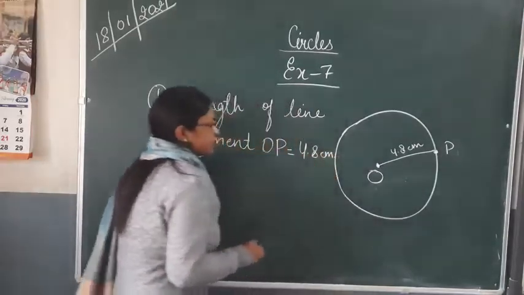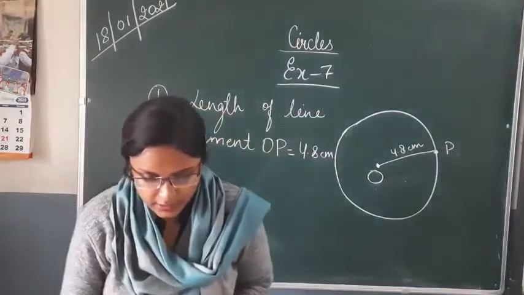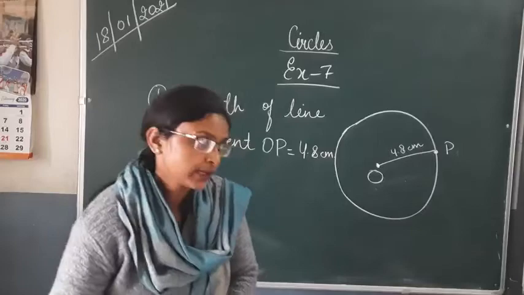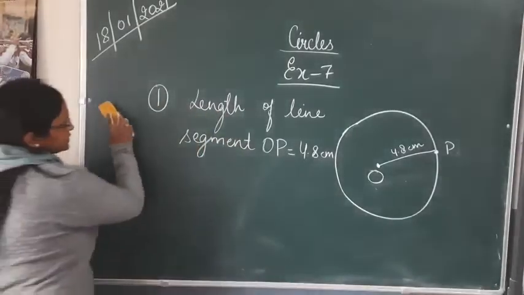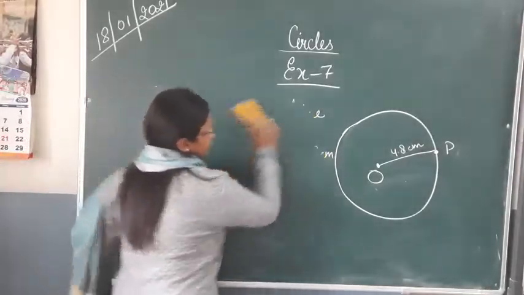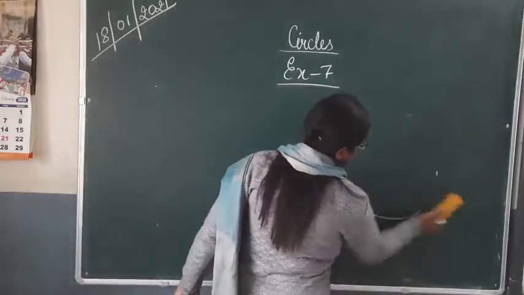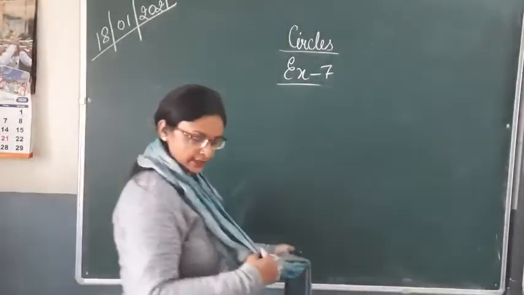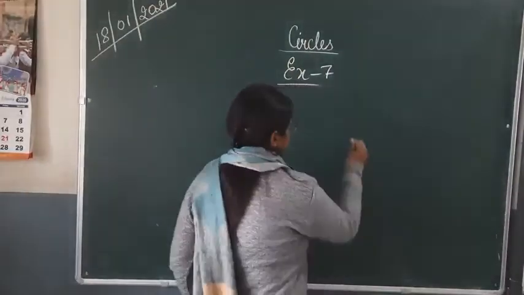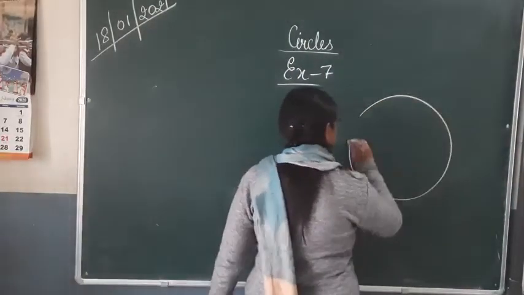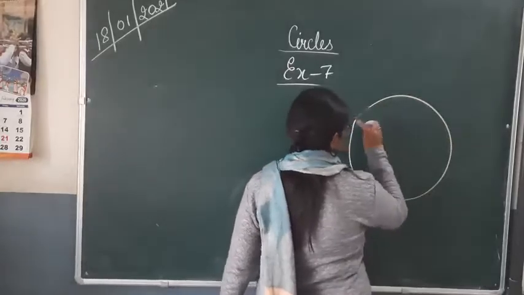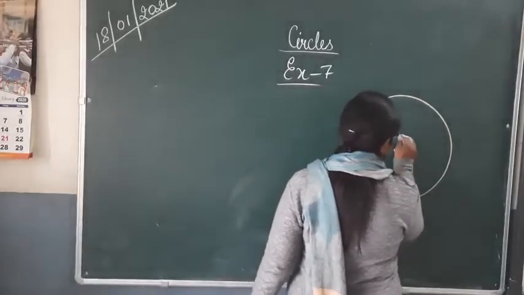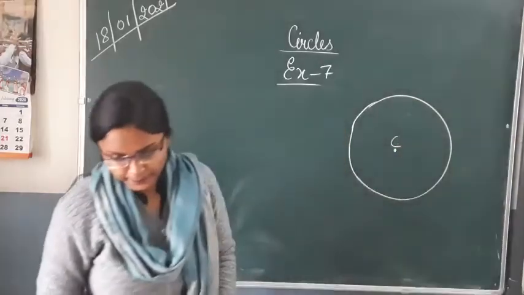Okay. Now next is question number 2. C is the center of the circle. Now again I have to draw figures, so I am going to rub this. You will draw it on the left side of the page. So here it is given C is the center of the circle. There is a circle in which C is the center.